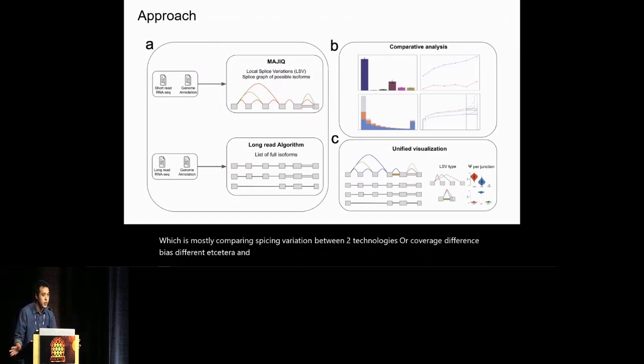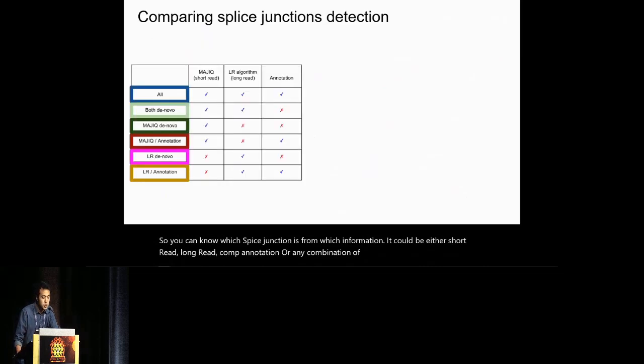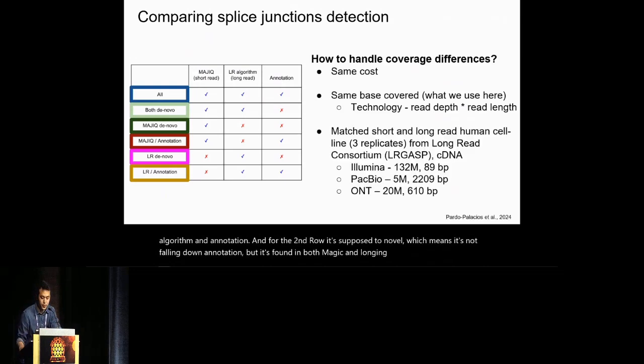And then, we combine these two outputs into a unified visualization so you can know which splice junction is from which information. It could be either short read, long read, annotation, or any combination of those. So one of these splice junctions can fall into one of the 6 categories. For example, if you look at the first row, all means this splice junction can be found in all 3 information: MUJIC, any long-read algorithm, and annotation. And for the second row, it's both de novo, which means it's not found in the annotation, but it's found in both MUJIC and long-read algorithm, and so on.